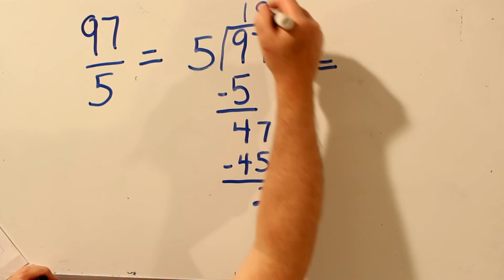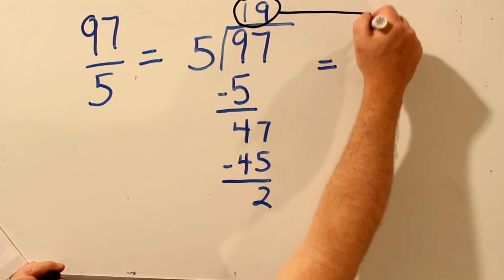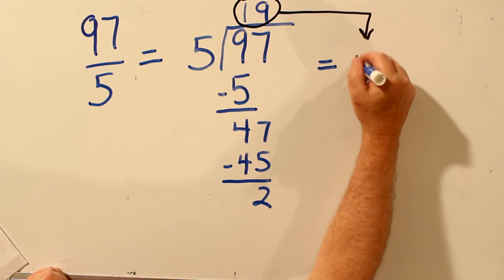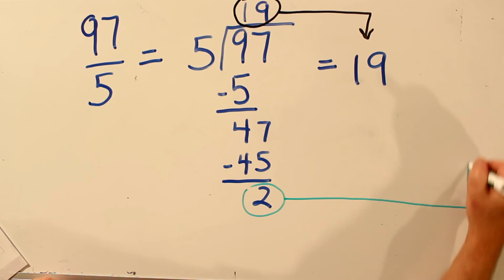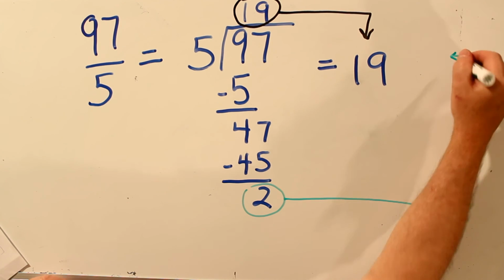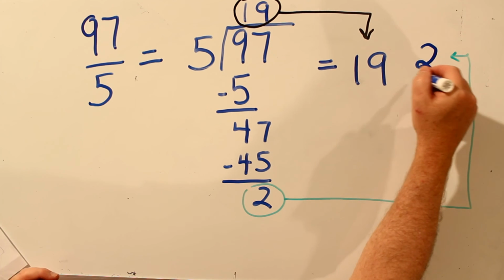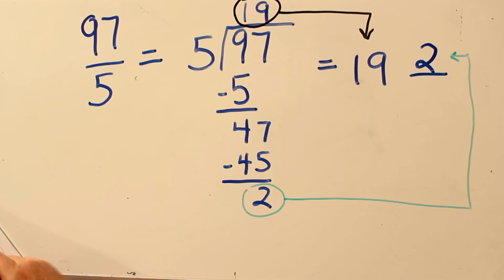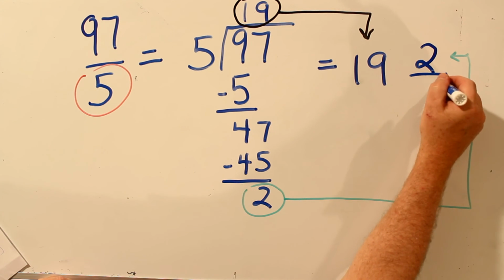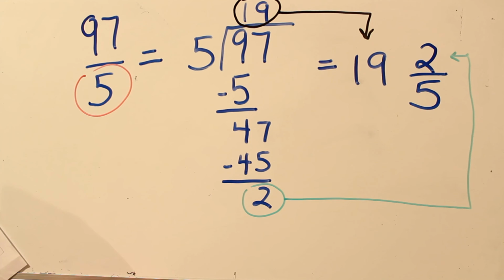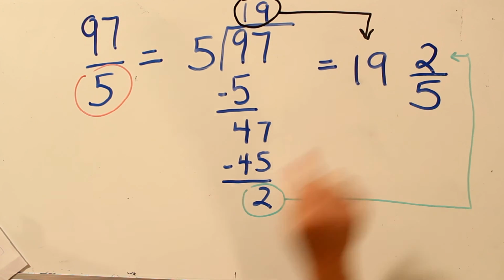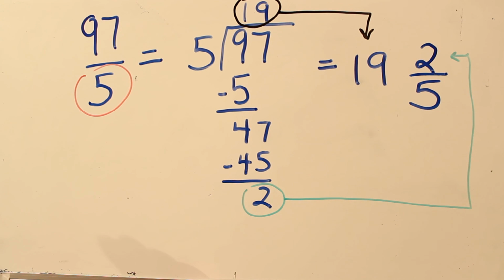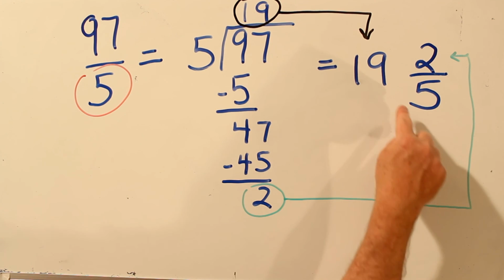So our answer will be 19 will be the whole number. The remainder 2 will be the top number of the fraction. And the bottom number will be the same as the original bottom number, 5. 19 and 2/5. So 97 over 5 is the same as 19 and 2/5. And that's how you convert an improper fraction to a mixed number.